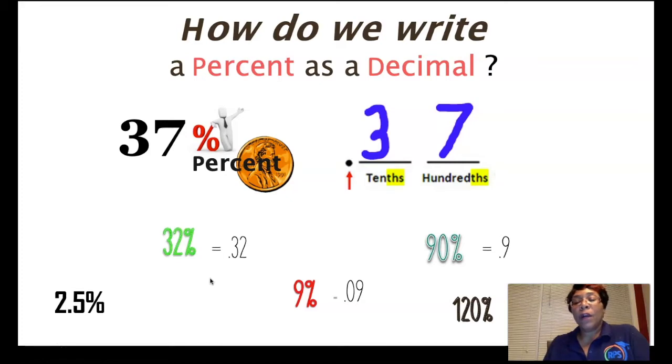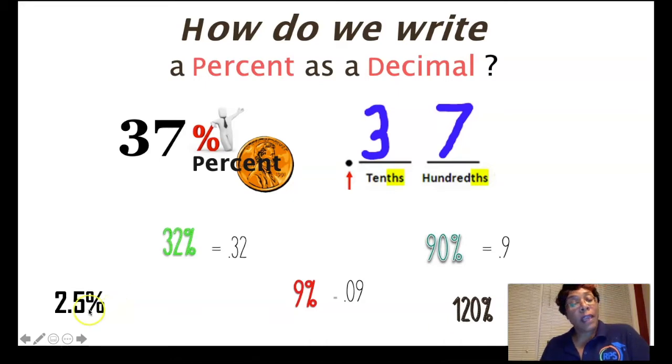We have this number 120%. Remember that says that we have more than 100%. So if I have something that's more than 100%, I should have a mixed fraction and a mixed decimal. So therefore, this will be 1 and 20 hundredths or 1 and 2/10. But then I have this one over here, 2 and 5/10%. Looks strange because there's a decimal and a percent sign. That can occur occasionally.